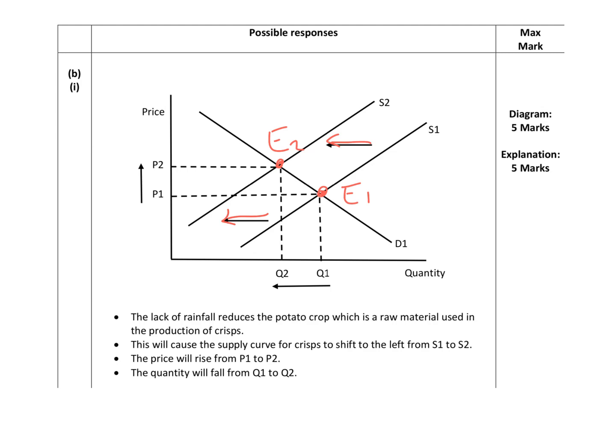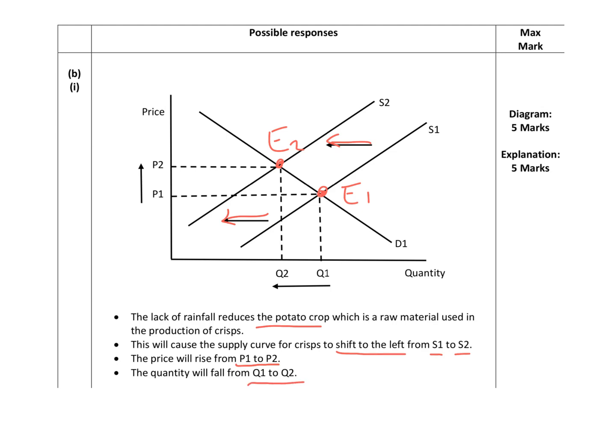Okay, so the lack of rainfall reduces the potato crop, which is raw material used in the production of crisps. So there's 4 statements. This causes the supply curve to shift to the left from S1 to S2. And then you say what will happen to price and quantity. The price will rise from P1 to P2. The quantity will fall from Q1 to Q2.